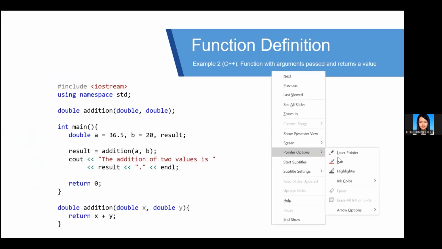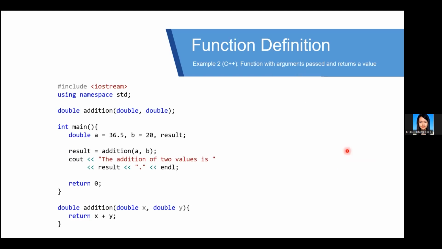So if you look at the next example here, actually, this is also a program used to find the addition of two numbers. But the difference is that this is a value returning function. You can see that the return type is double. And then after that, the function name is addition. Then we pass down two double type values to the function.